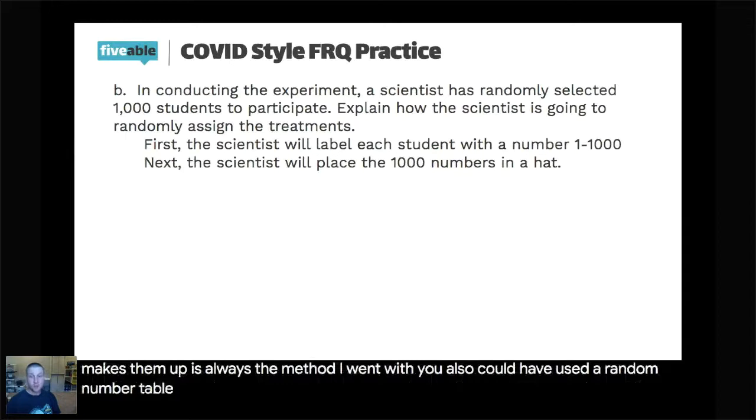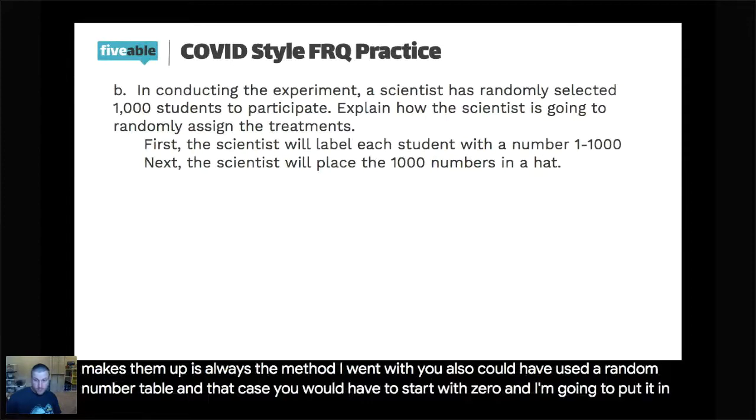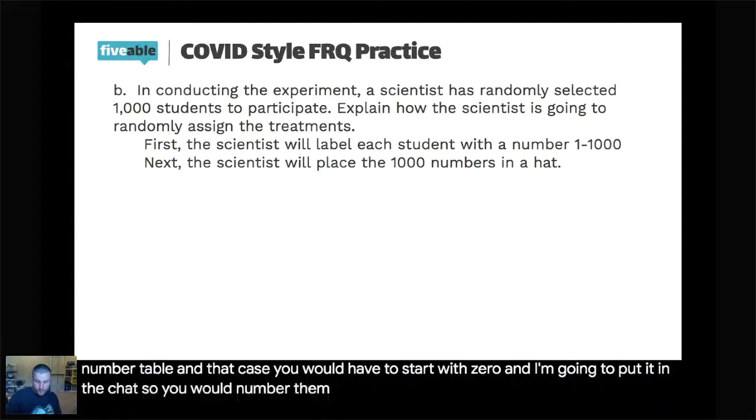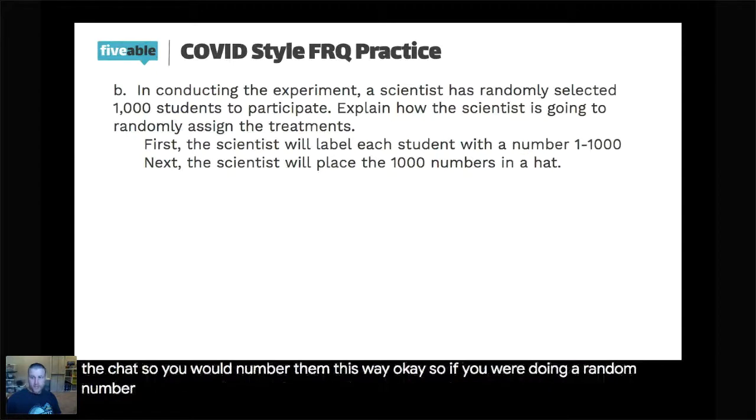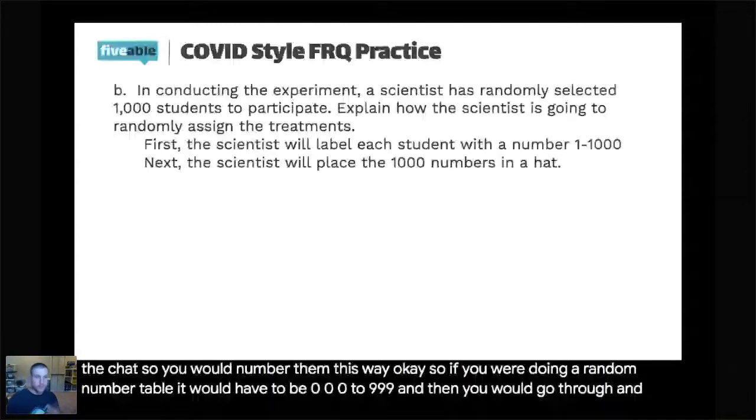In that case, you would have to start with 0. And I'm going to put it in the chat. So you would number them this way. Okay. If you were doing a random number table, it would have to be 000 to 999. And then you would go through and, you know, the first number, you would pull them out and keep going.